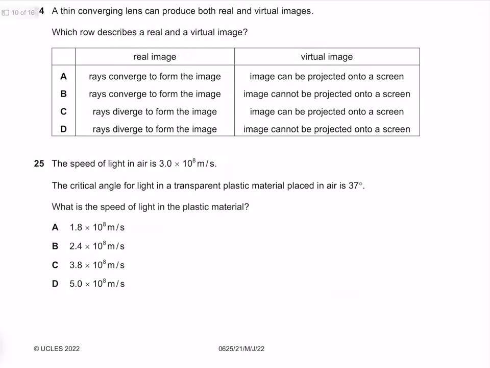A thin converging lens can produce both real and virtual images. Which row describes a real and virtual image? A real image is where the rays converge to form the image. If they were to diverge, we'd get a virtual image. Virtual images cannot be projected onto a screen, and so our answer is B.